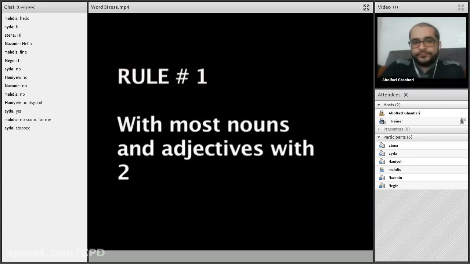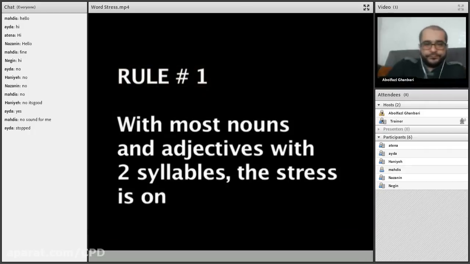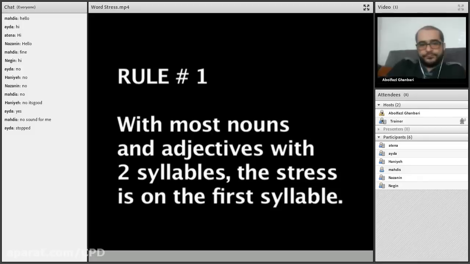With most nouns and adjectives with 2 syllables, the stress is on the first syllable. So what is the first rule? Most nouns and adjectives with 2 syllables, the stress is on the first syllable.